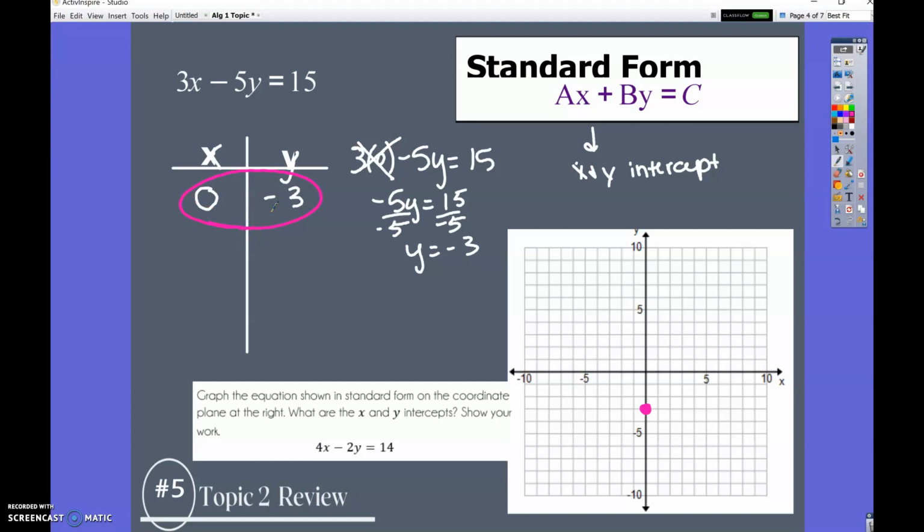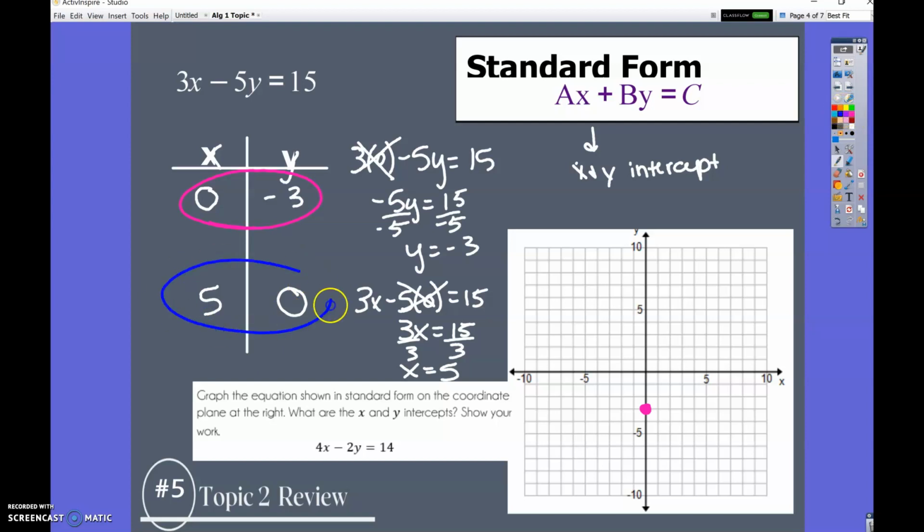Now once I found the y-intercept, I can flip-flop it and put my 0 in for y and substitute it in. That means the y part of the equation will be gone, and I'll be able to find my x-intercept. By dividing by 3, I can find that x is 5. That is my x-intercept. And so if I go to my x-axis, I will cross here at the 5. You will proceed to then just connect your 2 points, and you've graphed the line. Go ahead and give number 5 a try.